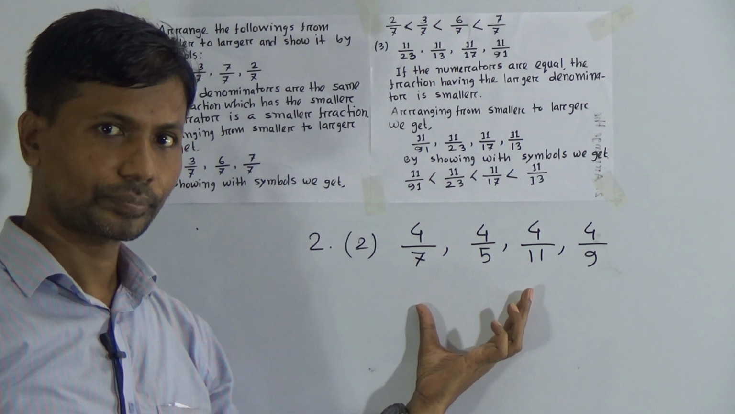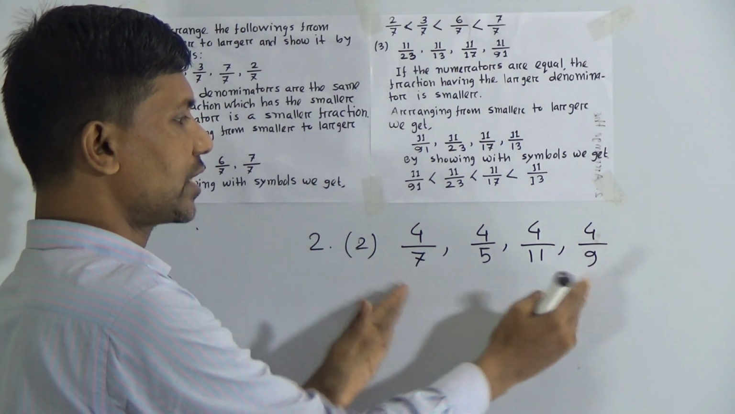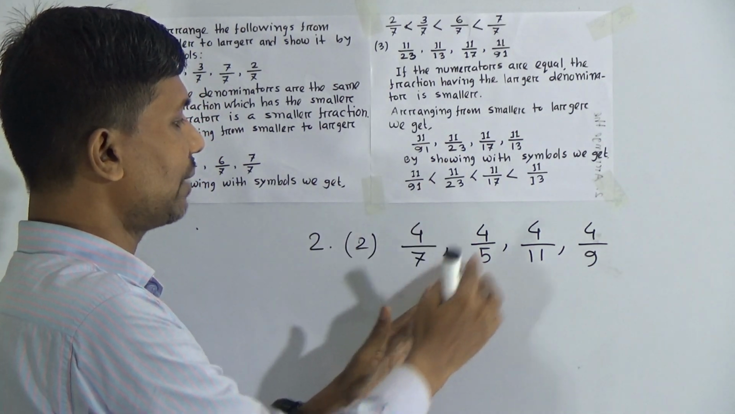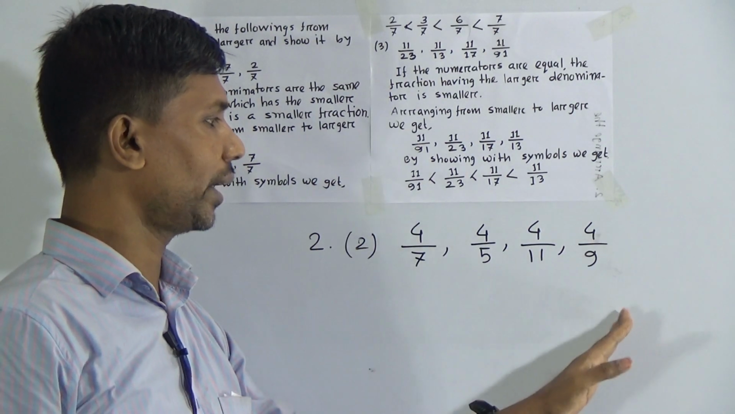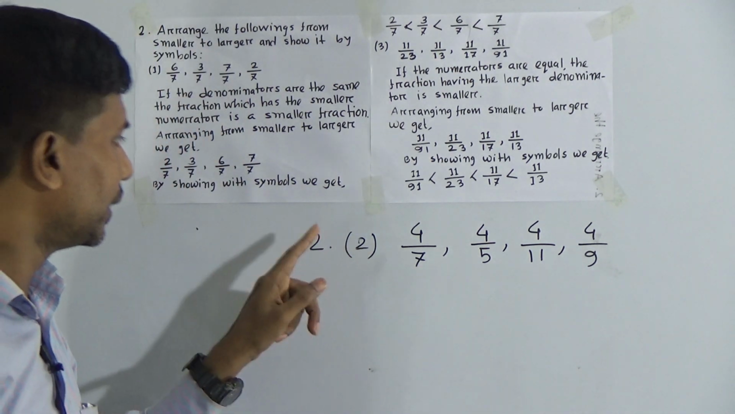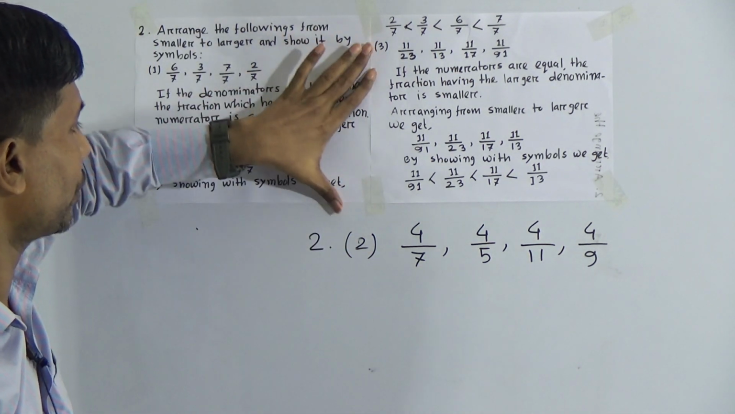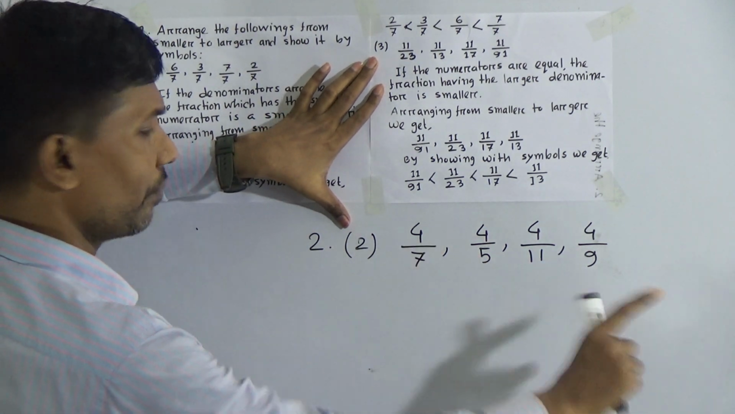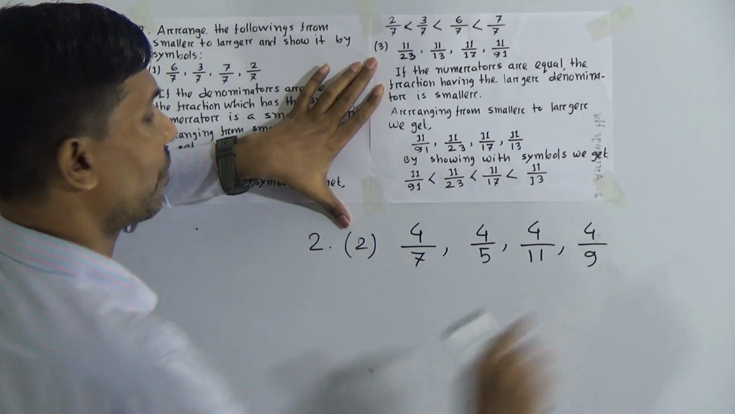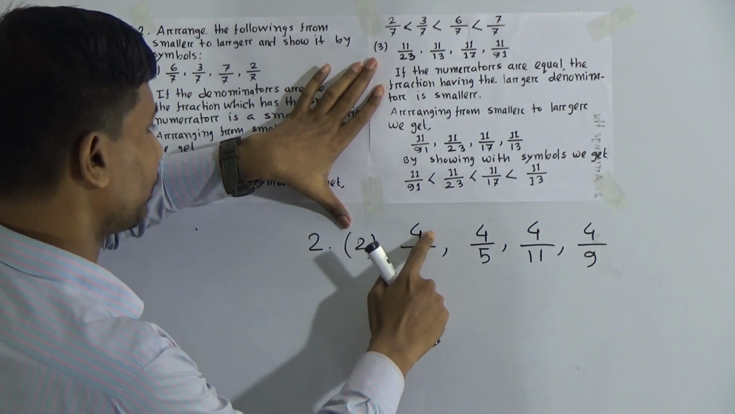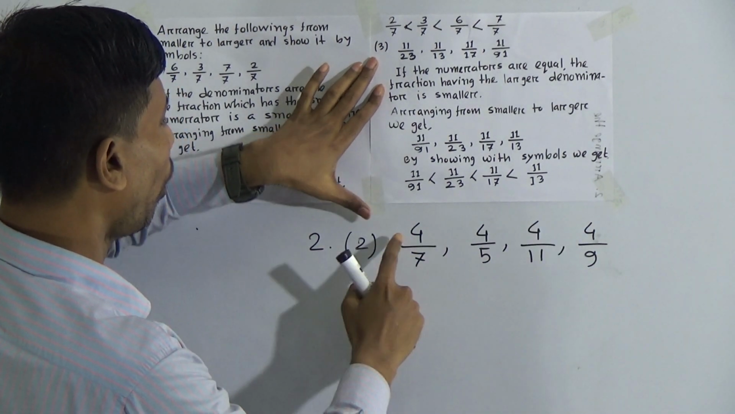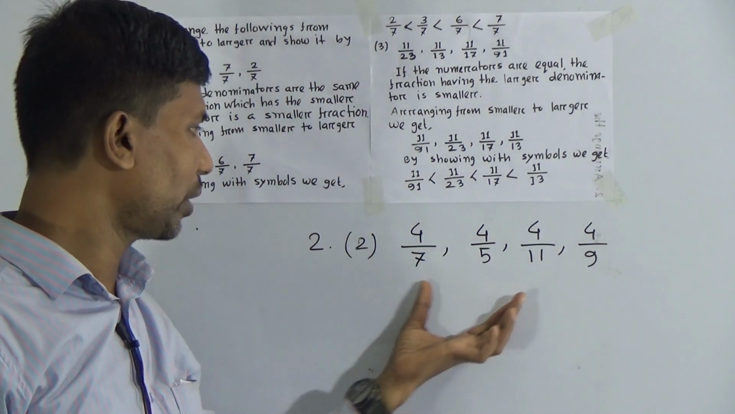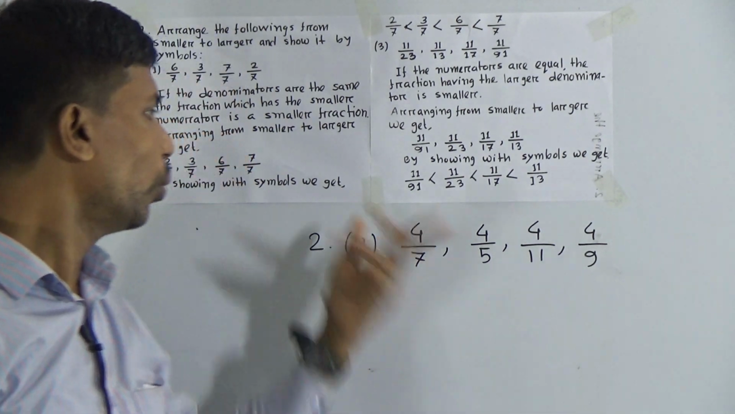Okay, student? Student, actually this is your HW. 4 by 7, 4 by 5, 4 by 11, 4 by 9. You see, student, this question and question number 3 are the same. Only the digits are different. You see here 4, 4, 4. That means all the numerators are the same, but the denominators are different. In that case, which one is the smaller?